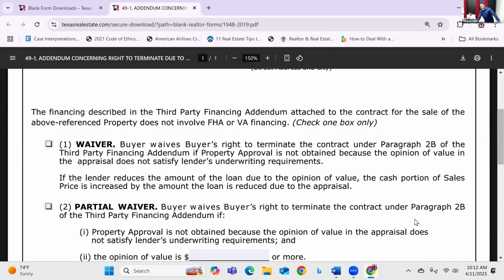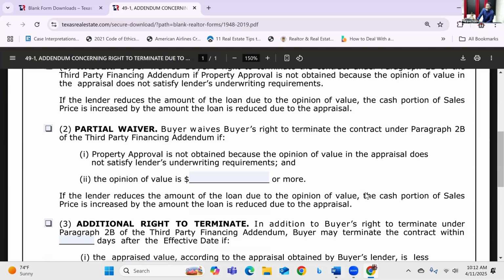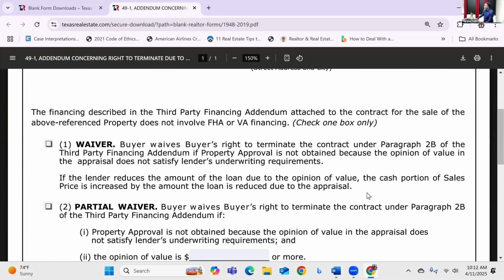The first waiver says: Buyer waives buyer's right to terminate the contract under paragraph 2B of the third party finance addendum if the property approval is not obtained because the appraisal does not satisfy lender's underwriting requirements. If the lender reduces the amount of the loan due to the opinion of value, the cash portion of the sale price is increased by the amount the loan is reduced due to the appraisal. So this one, simply put, is like a full waiver.